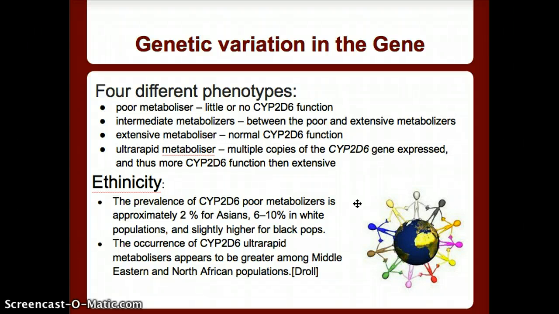The prevalence of poor metabolizers does correlate somewhat to ethnicity, where there's approximately 2% of Asians that are poor metabolizers, 6 through 10% in white populations, and even slightly higher for black populations. Whereas the occurrence of ultra-rapid metabolizers is greatest among Middle Eastern and North African populations.